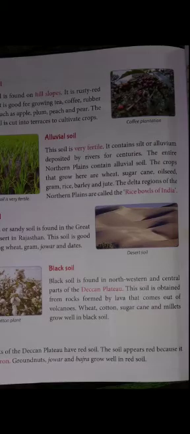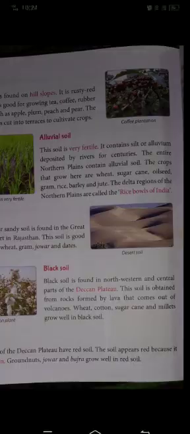The next type of soil is alluvial soil. This soil is very fertile. It contains silt or alluvium deposited by rivers for centuries. The entire northern plains contain alluvial soil. The crops that grow here are wheat, sugarcane, oilseed, gram, rice, barley, and jute. The delta regions of the northern plains are called the rice bowl of India. Students, alluvial soil is very fertile.